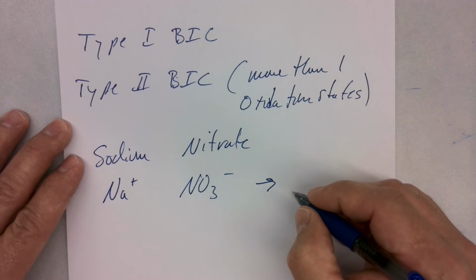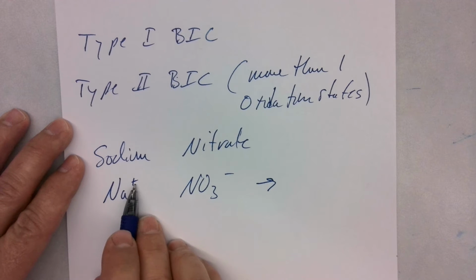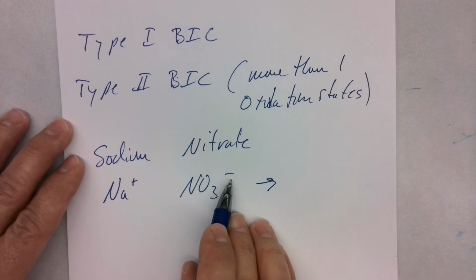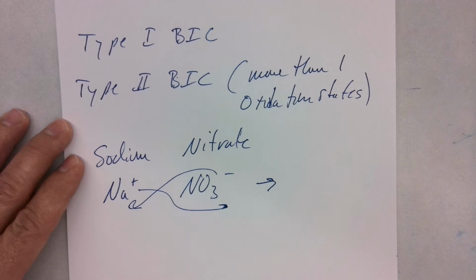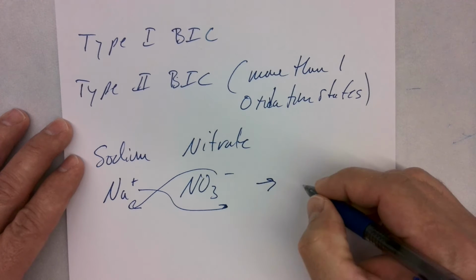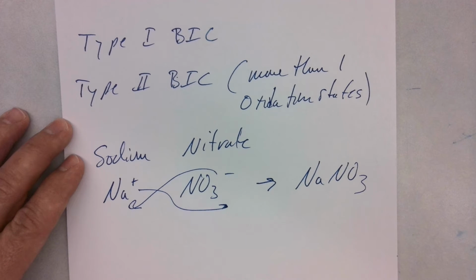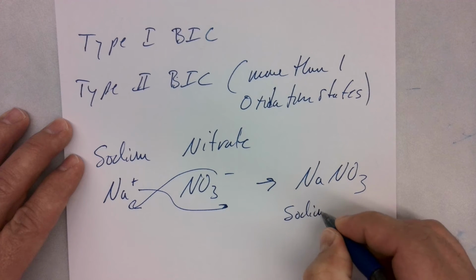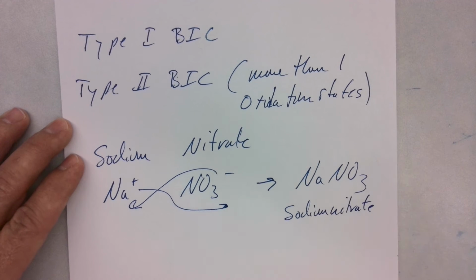Nobody remembers that? Didn't we do this the other day? Now think about it. What do I do with these? What did I call it? Drop and swap, right? Well, they're each a what? 1. So I'm going to get just NaNO3. And that is literally sodium nitrate. That's its formula. That's its name.